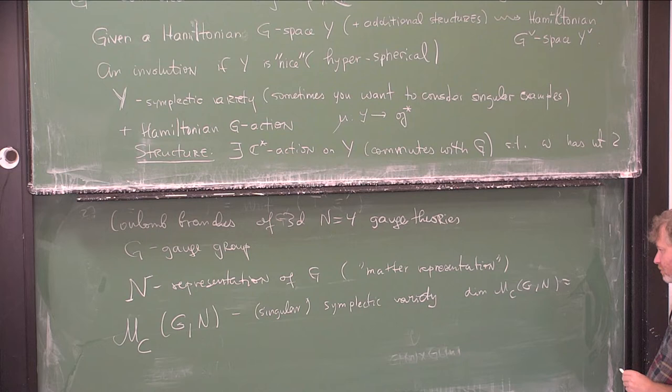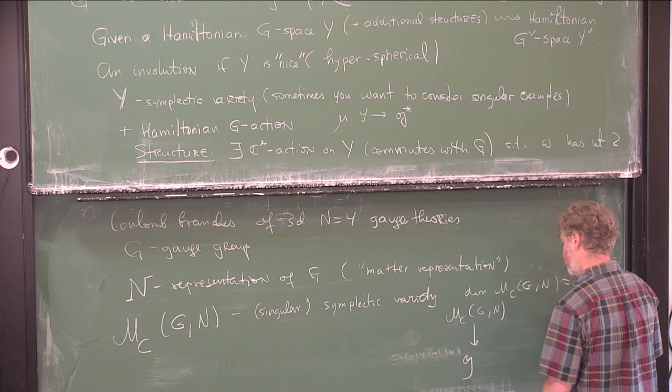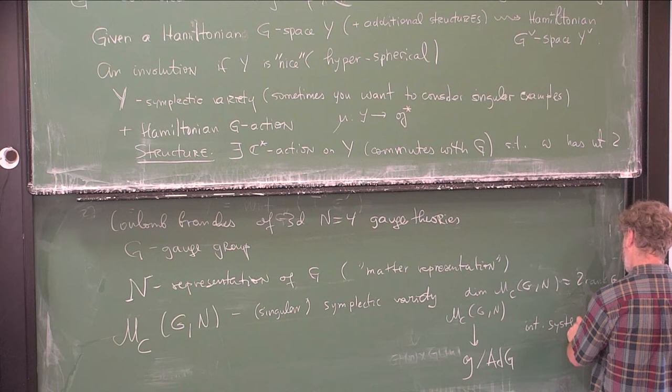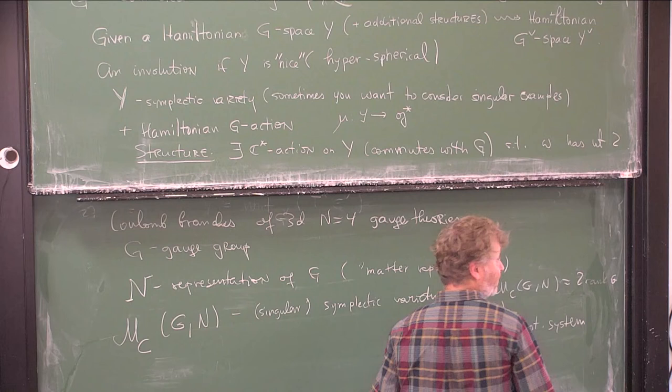And one thing: it is endowed with an integrable system going over the adjoint quotient of G. So these two properties are consistent, because the base has dimension the rank of G, and if it's an integrable system, that means that this has dimension twice that. I probably don't have time to talk about examples because I really want to spend some time talking about the construction. So let me just say what the relation is.